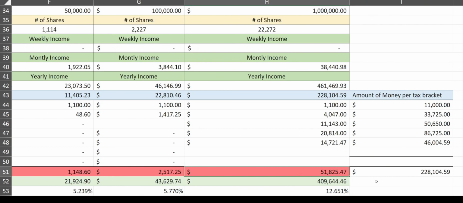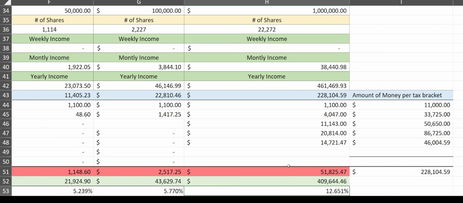Yeah, so in total for a $1 million investment, you're going to pay $51,825.47 in taxes. And when you subtract that from the yearly income, your take home is $44,644.46. That tax rate is about 12.651. So not too bad.